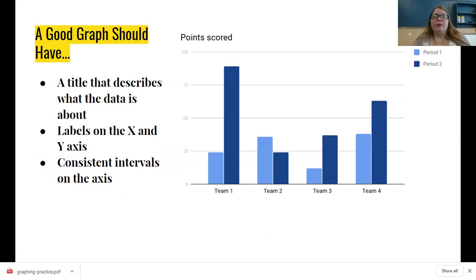We need labels on our x and our y axis, and our intervals should be consistent. So what that means is if you look at this graph on the slide, there's 25 points between each line. So it goes 0 to 25, 25 to 50, 50 to 75, and 75 to 100. These intervals are even so that when we're looking at the graph, it makes sense. So the relative height of one bar compared to the other one makes sense.